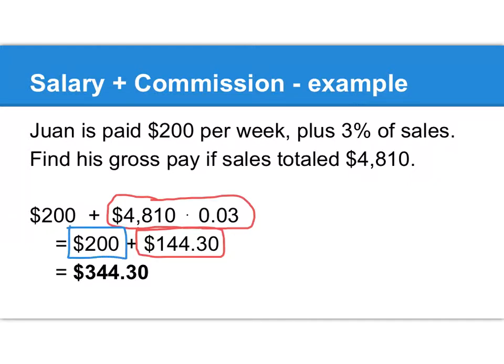But wait, he's also getting $200 in salary. So his total pay for the week is the sum of those two. His gross pay is $344.30. Take the $200 salary plus the $144.30 in commission for a total of $344.30.